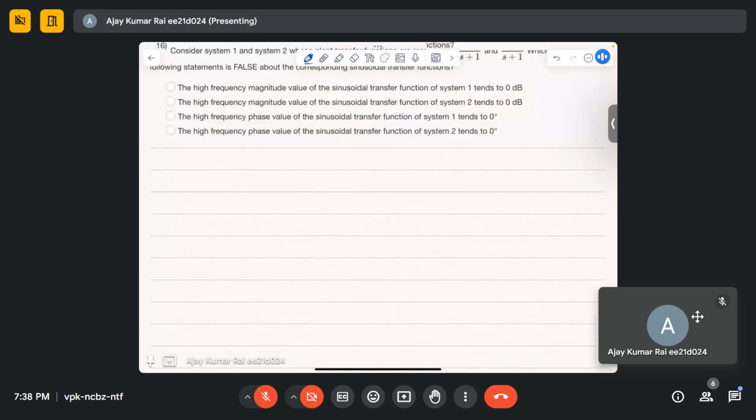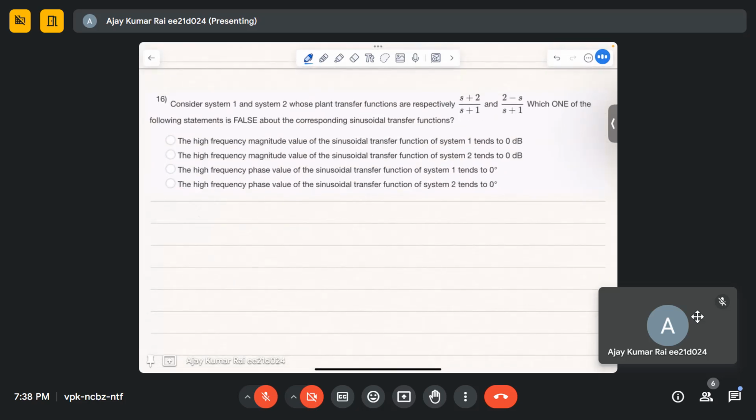Okay, let's do, I think, the last question here. So consider system 1 and system 2 whose plant transfer functions are respectively P1 of S equal to (S plus 2) over (S plus 1), and P2 of S equal to (2 minus S) over (S plus 1). If you see, the only difference is that P2 of S has 1 zero in the right half plane, so it's not a minimum phase system. Which one of the following statements is false about the corresponding sinusoidal transfer function?